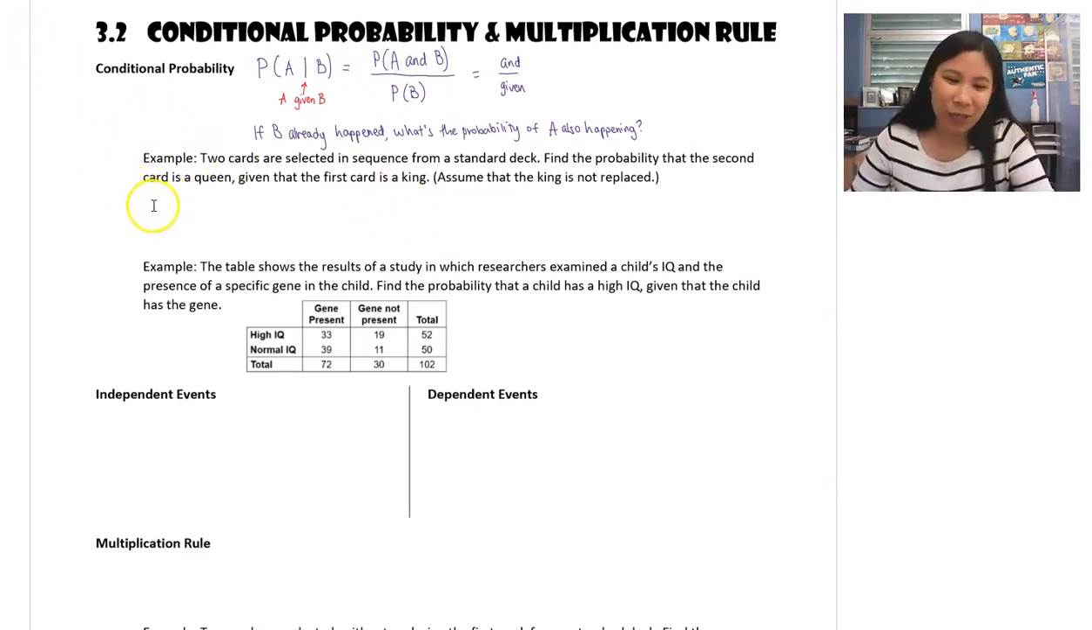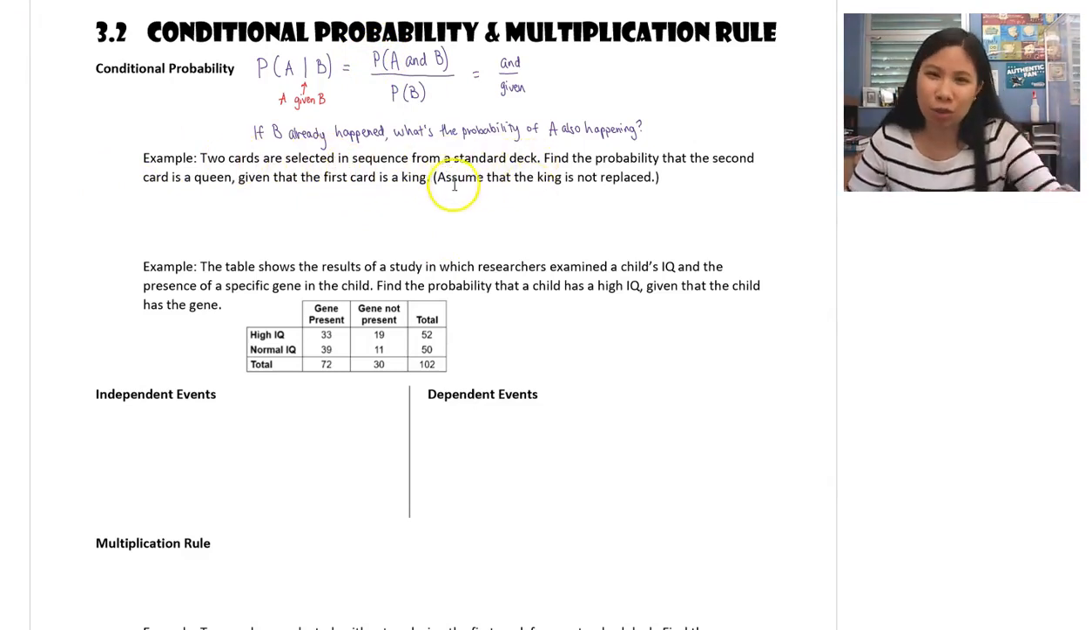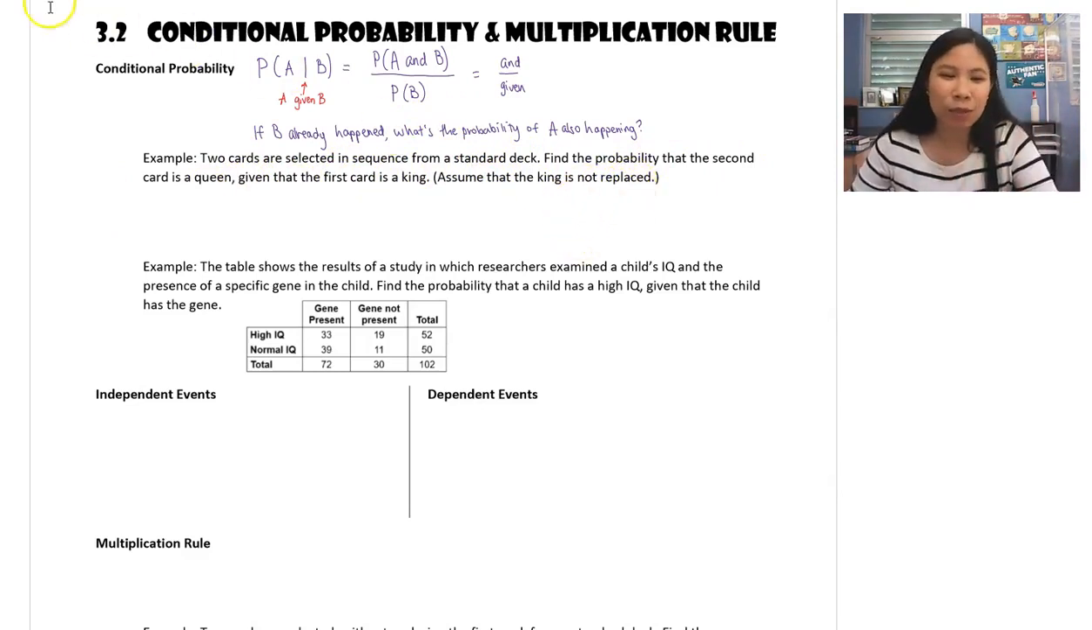So first, here's the question. Two cards are selected in sequence from a standard deck. In sequence just means you're drawing one after the other. Find the probability that the second card is a queen, given that the first card is a king. Assume that the king is not replaced. If you are not familiar at all with cards, let me give you an introduction.